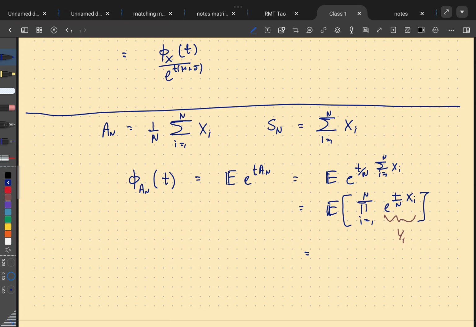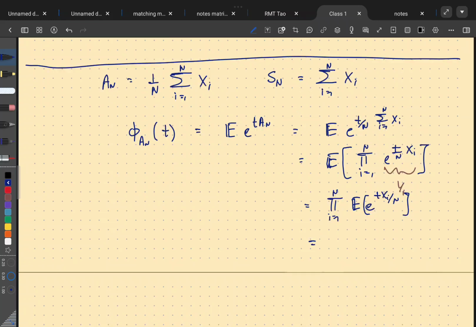It's equal to the product of the expectations. So this is equal to the product over i equal to 1 to n of the expectation of e raised to t times Xi by n, which, since all of the Xi's are independent and identically distributed, is equal to the expectation of e raised to t times X divided by n, whole to the power n, which is nothing but phi X of t by n whole to the power n.